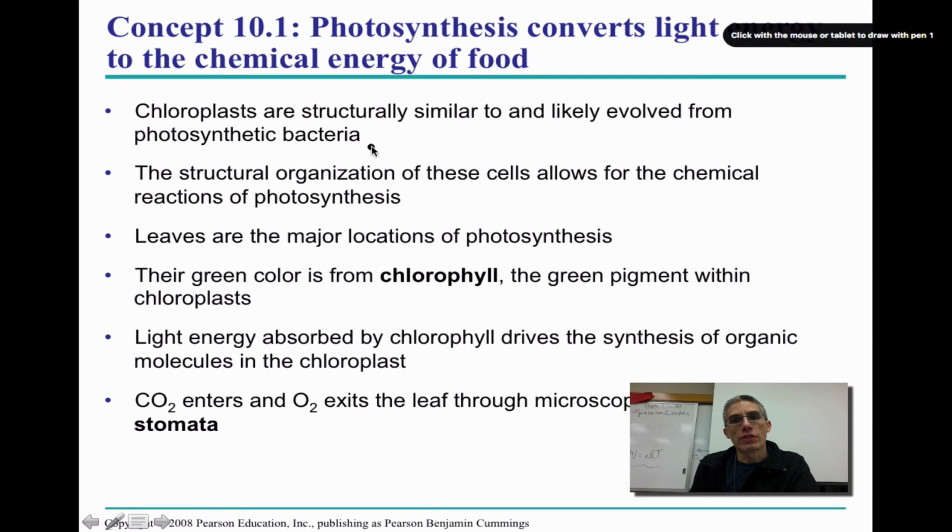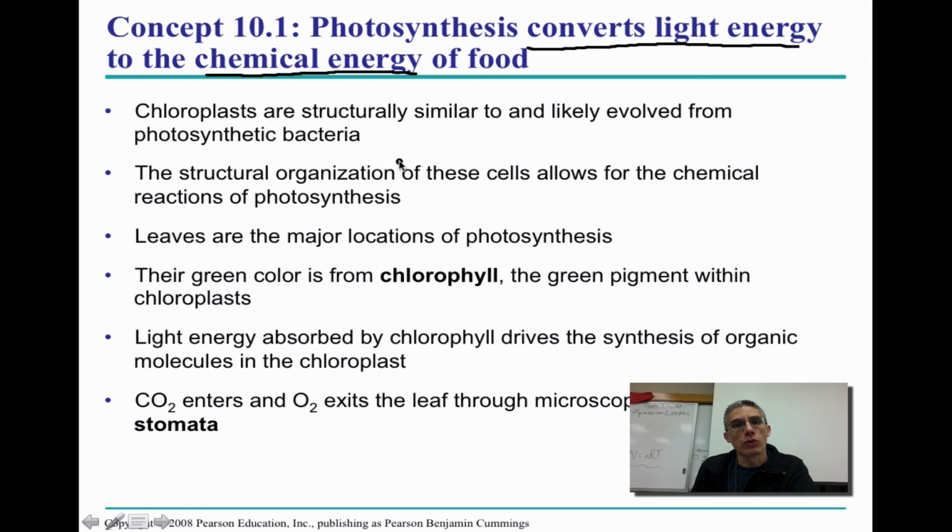So when it comes down to photosynthesis, again, we're going to be converting light energy to chemical energy. Now, in order to be able to do that, we need to have a structure that's going to be able to collect that light energy. And as most of you already know, in plants, that special structure is called a chloroplast. And if you notice, it says chloroplasts are structurally similar to and likely evolved from very special photosynthetic bacteria many, many millions of years ago. So the structural organization of these cells is going to allow for the chemical reactions of photosynthesis to occur.